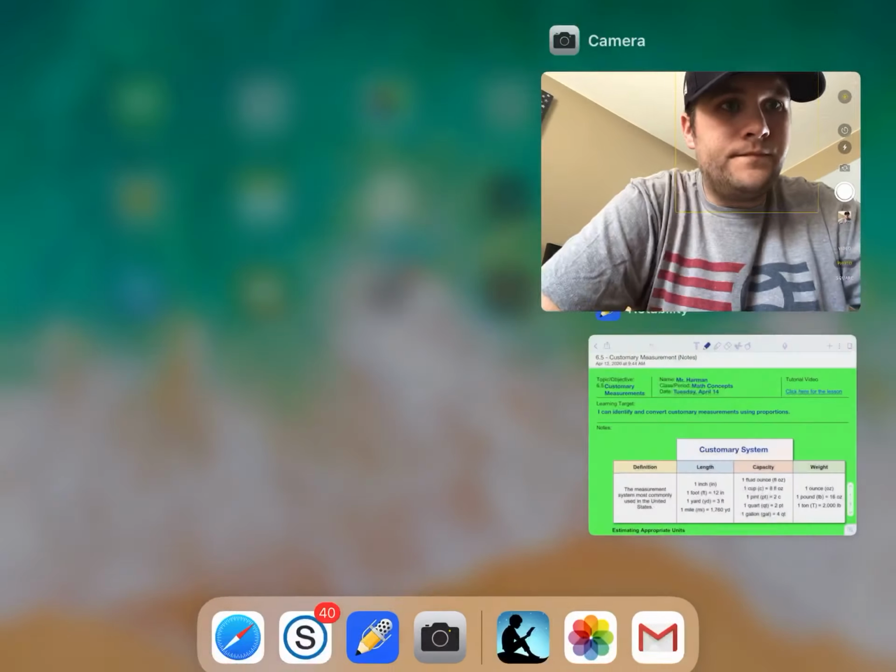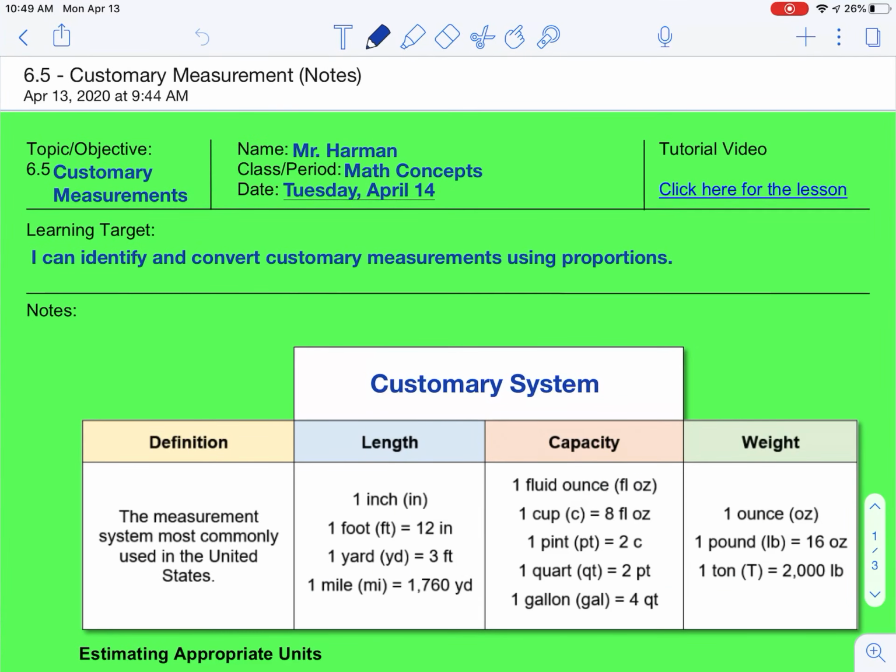So today we're going to take a look at customary measurements, what they mean, what the conversion factors are, how we can identify them, and then how we can convert from one to the other. So let's go ahead and get started. Our lesson 6.5 on customary measurements. Our learning target is: I can identify and convert customary measurements using proportions.